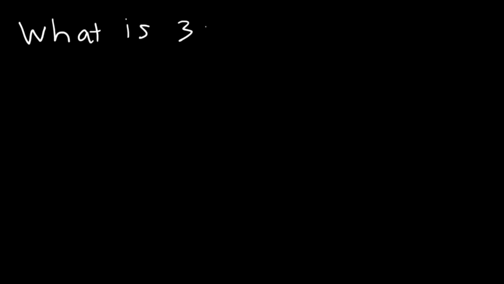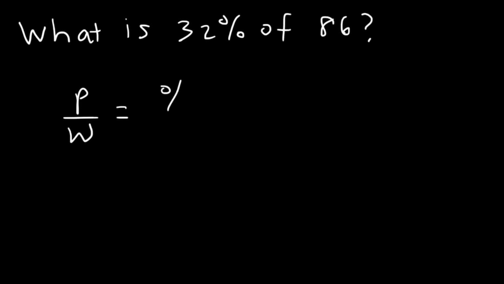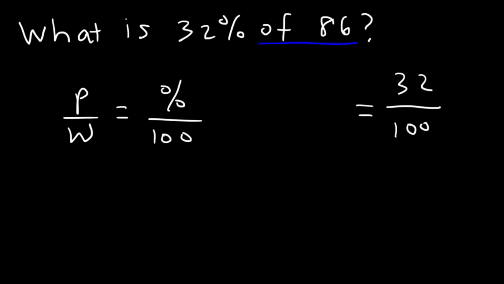What is 32% of 86? So let's write the equation first. We have the percentage, 32%. Now the number that's associated with the word of is 86, and that's the whole. So we're looking for the part, which we can replace with x.